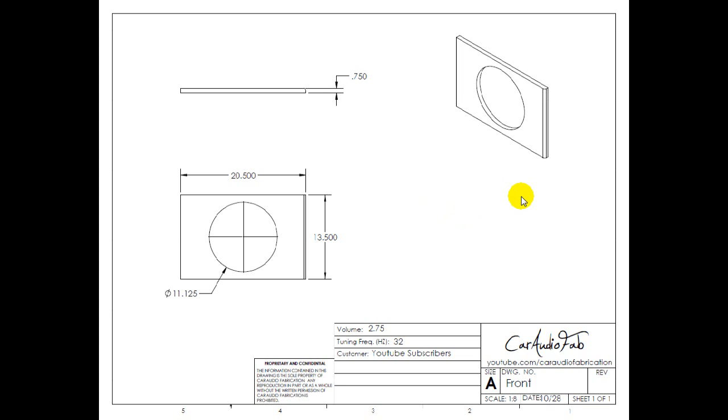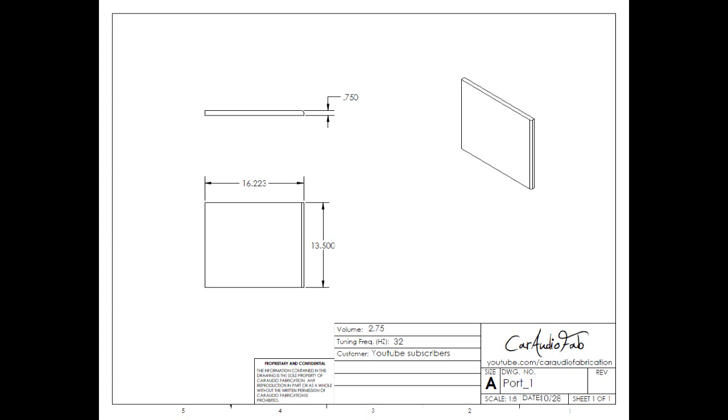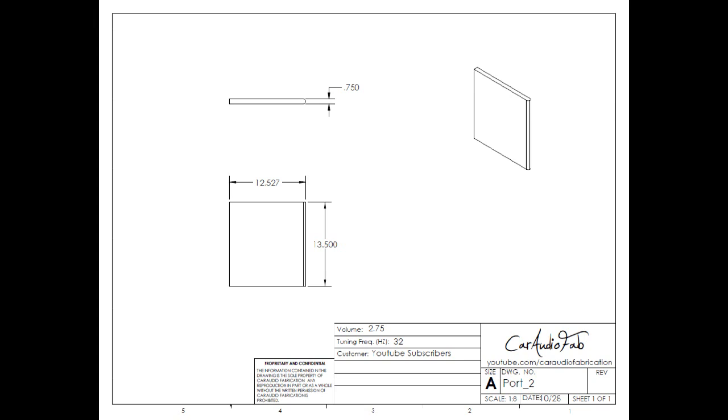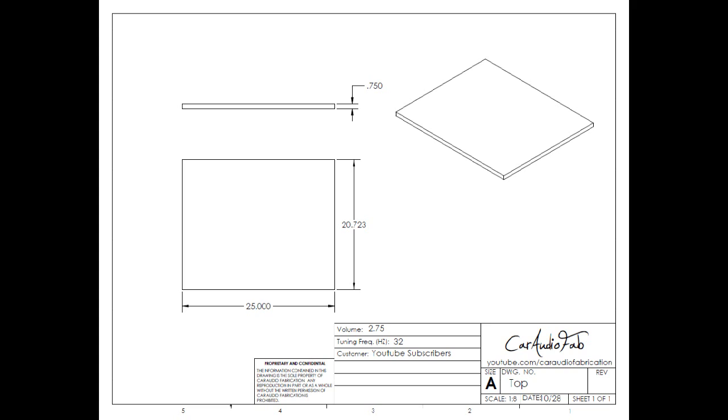the height 13.5 inches. Here's the first of the two port pieces. You can see the height here of 13.5 inches, as well as the first depth dimension. Here is the second port piece. You can see the dimensions here on your screen. And finally, we finish the top of the enclosure with the same size panel as what we started.